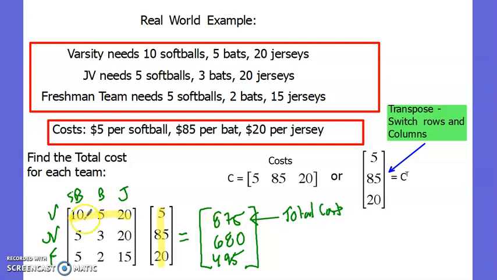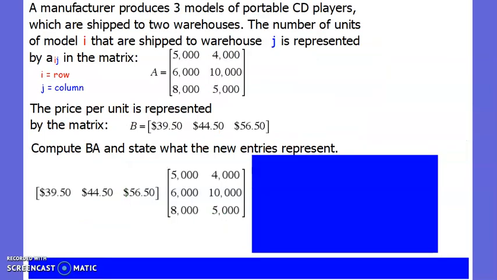Again, notice this was row 1, so of just the varsity. So we've got all three of our teams still separated out, but again, we have our total costs for each team. So the matrices work in kind of a unique but interesting way to help us organize information. Again, we can do that again on a little different example.